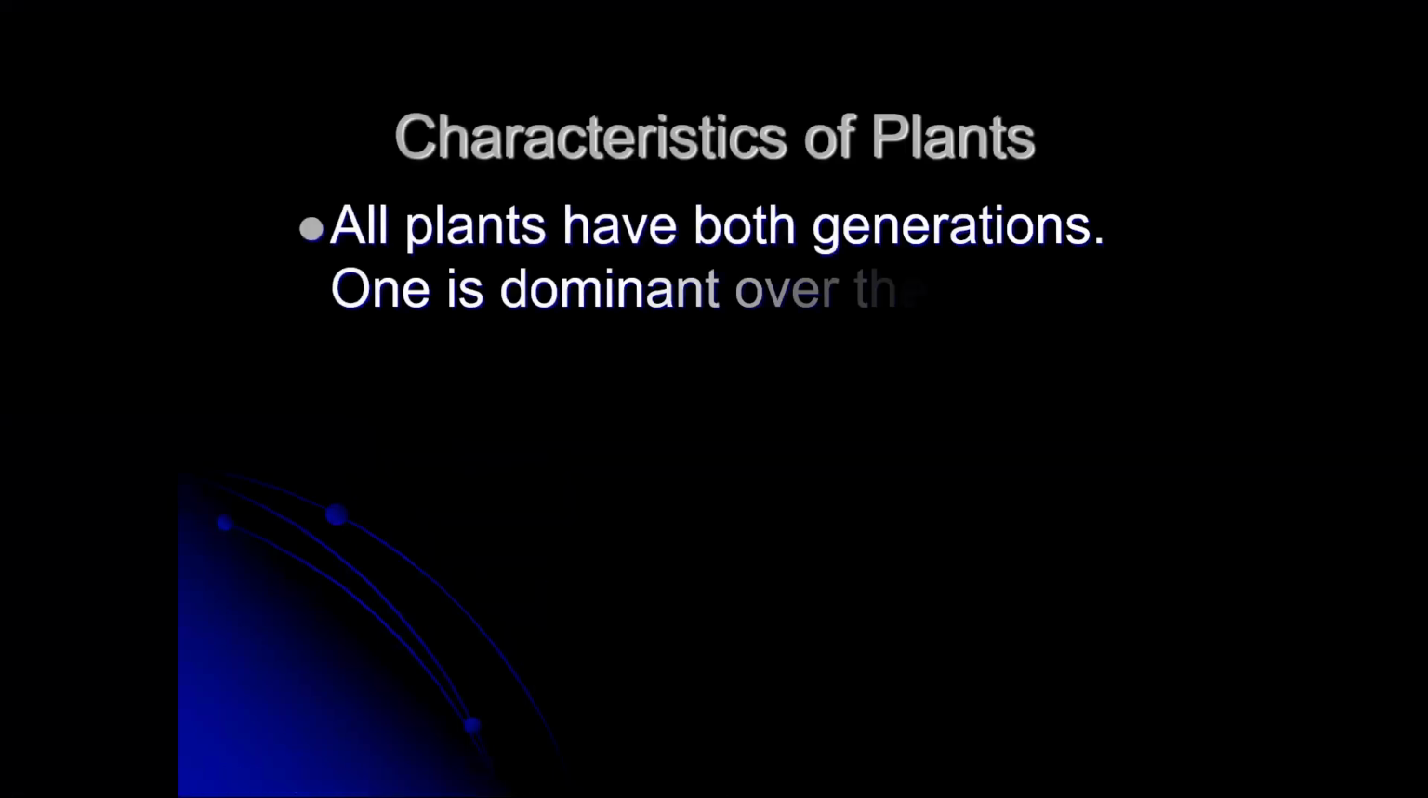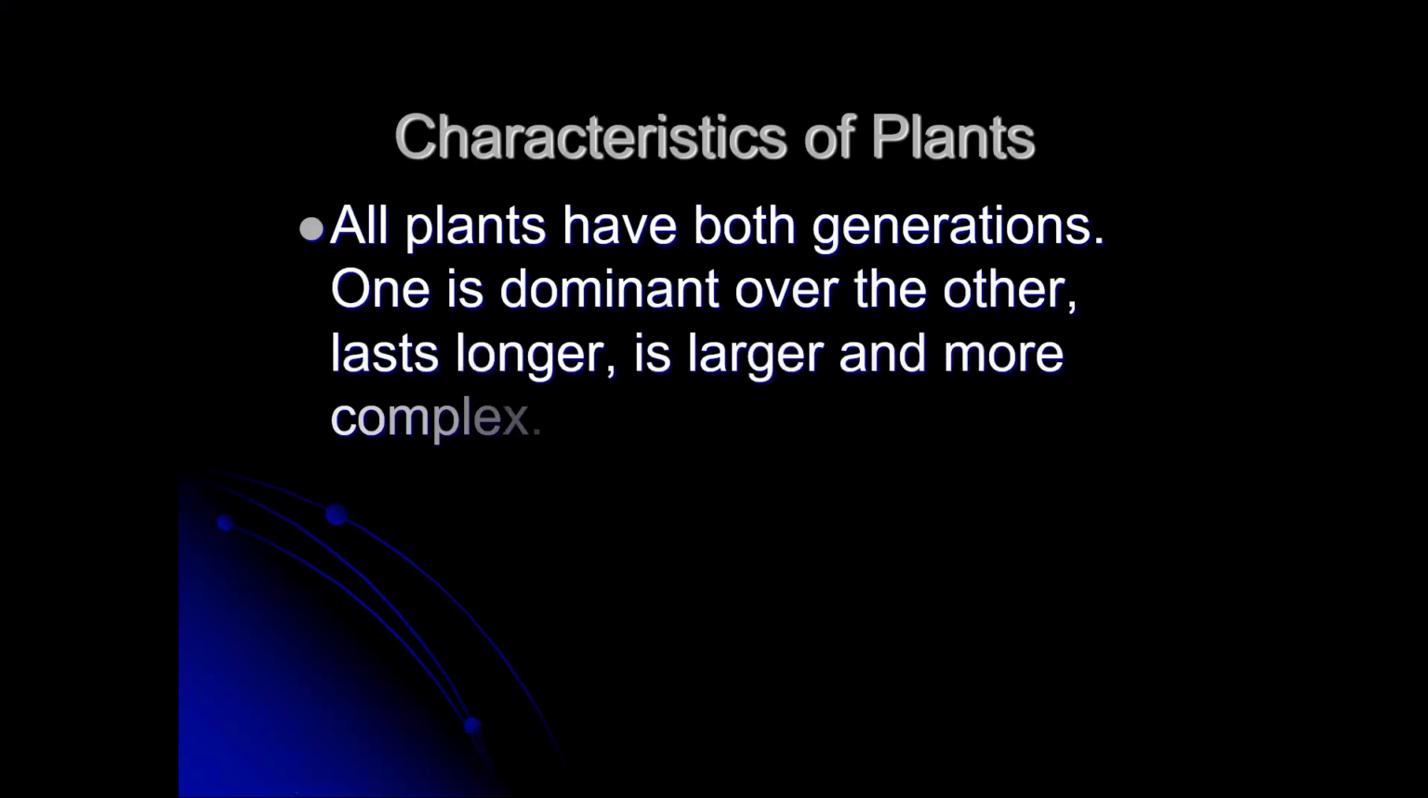So all plants are going to have both generations. One is dominant over the other. It's going to last longer, whichever one the dominant is. Typically, the sporophyte is going to last longer than the other one. It's going to be larger. It's more complex. It's the one usually recognized, where the other one's not by us.